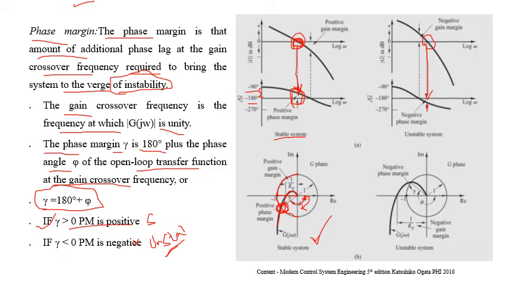Similarly, for the unstable system, you will be encircling the -1 plus J0 point. Obviously, then you will be intersecting the unity circle somewhere here, and the phase angle will be more than -180 because you are going in the opposite direction like this. If you add 180 to it, definitely you will end up with a negative value of phase margin. So here you will get a negative phase margin value, and this is how you can easily determine the phase margin of the system using the Nyquist plot.